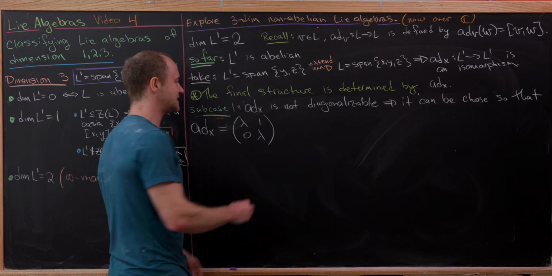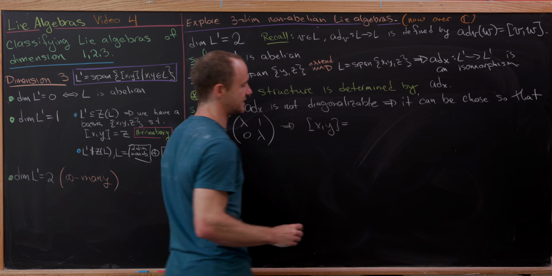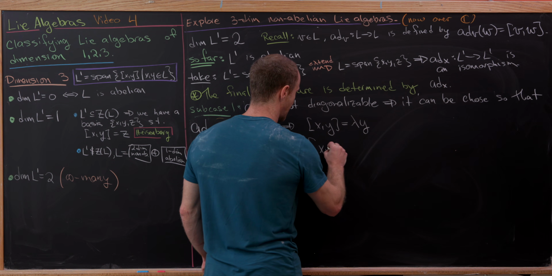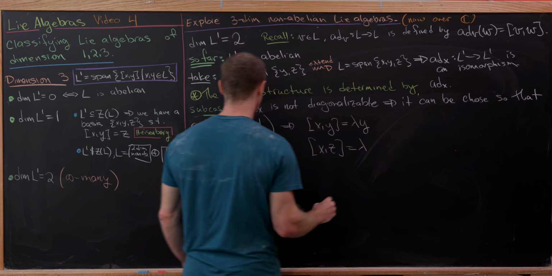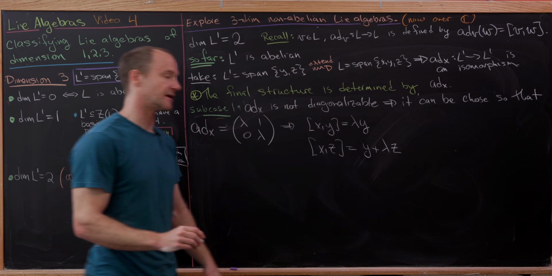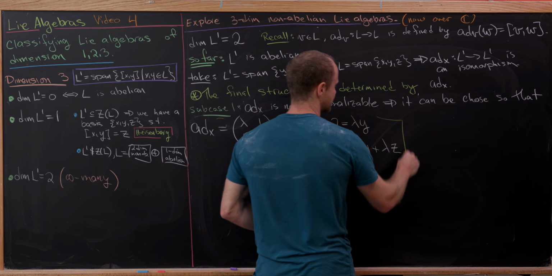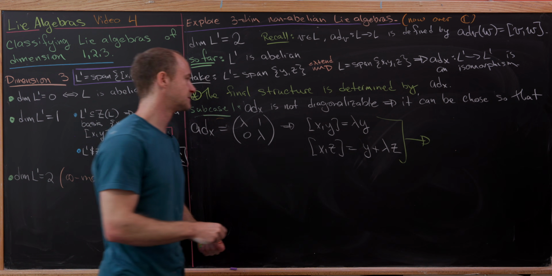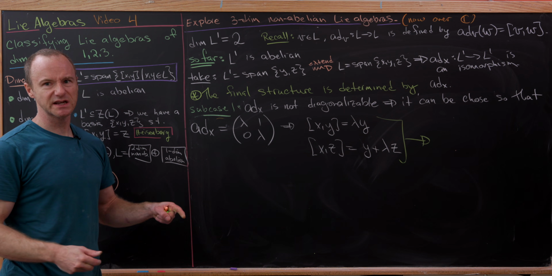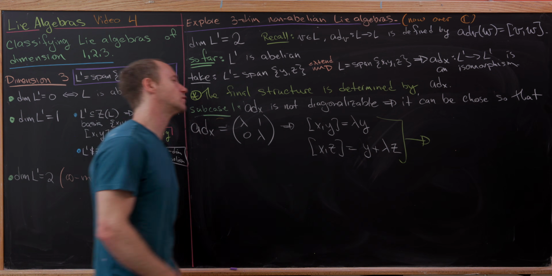Okay, so what does this mean right here? Well, this means that the bracket of x with y is equal to lambda times y, whereas the bracket of x with z is equal to y plus lambda times z. But now we can do some rescaling here, and the rescaling is pretty simple in this case, to get to the point where that lambda is equal to 1. That's going to require a little bit of rescaling of x and y, so I'll let you worry about that on your own.